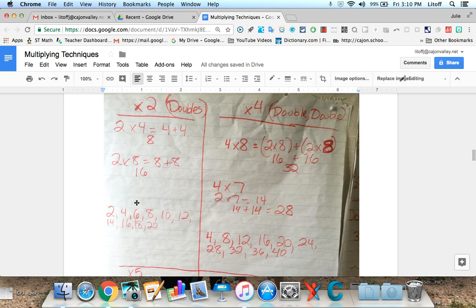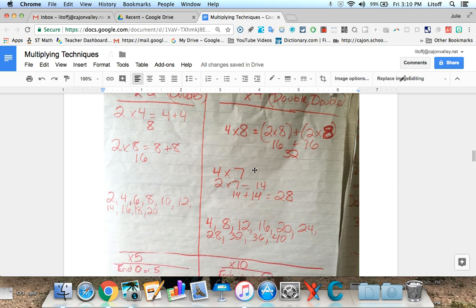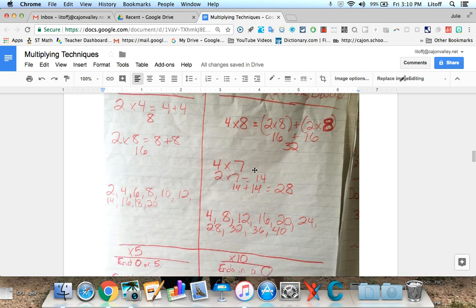For 4's, you can double double. Think of the In-N-Out burger, double double, which means you can take the other factor that's not the 4, multiply it by 2, and then double that answer, because 2 plus 2 is 4. So 4 times 8, if you don't know it off the top of your head, you can always do, oh, I know 2 times 8. I can just double the 8, it's 16, and then I'll double it again. Makes 32. Of course, you can always skip count by 4's as well.